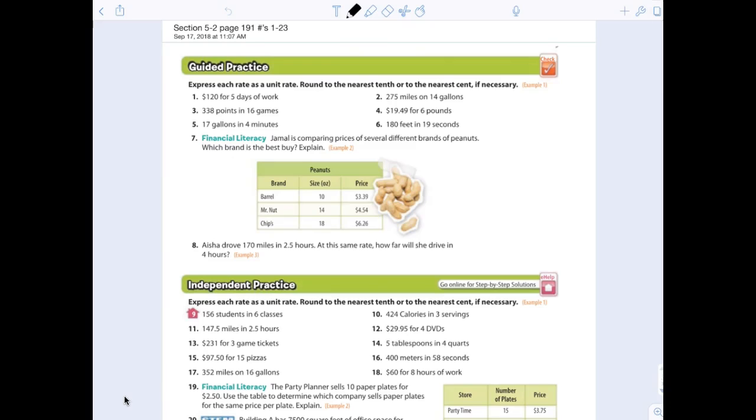All right, so look up here for question number 1. It says, it's going to cost you $120 for 5 days of work. So I want to figure out, well, how much is going to cost me per what? Per day. So what do you think I have to do? Yeah, just do 120 divided by 5, but not on a calculator. No calculator. Put your calculators down.